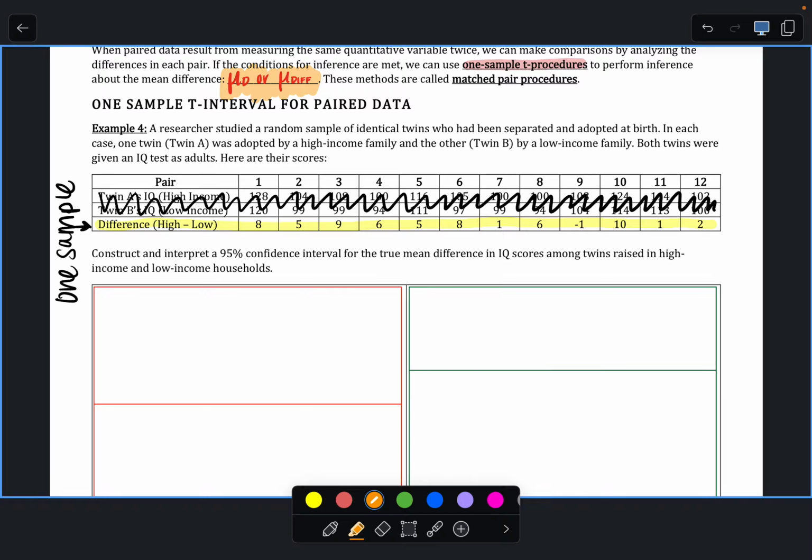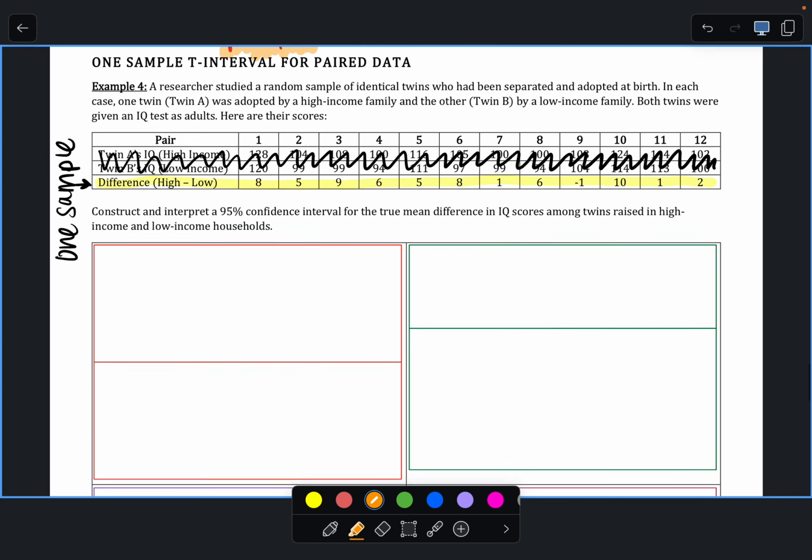Now, if you look at a question and they give you a table and there's a row that says difference, it is paired data, no matter what. So use that. But in this case, we have one set of data. It is 8, 5, 9, 6, 5, 8, 1, 6, negative 1, 10, 1, 2. That's all we care about.